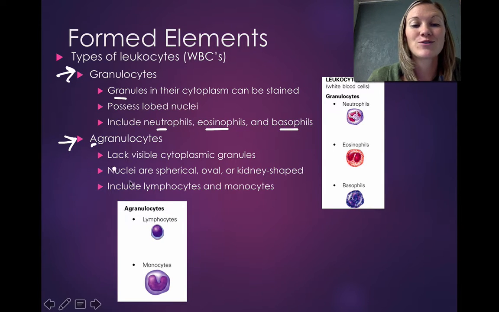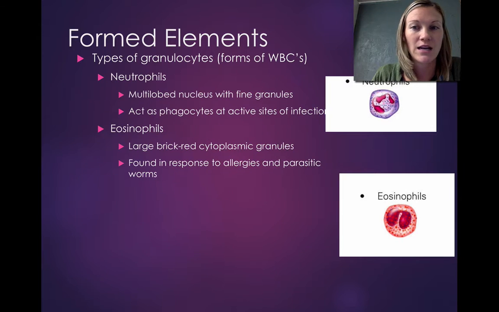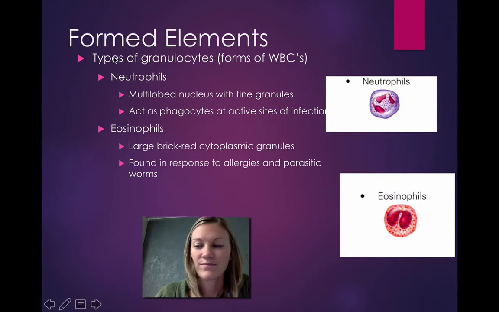Agranulocytes, A means without, so if you look at these ones, they do not have the little granules, so they do not have the cytoplasmic granules. Their nuclei are spherical or oval or kidney shaped, and they include the lymphocytes and the monocytes. And in the next slide we're going to talk in detail about each of them.